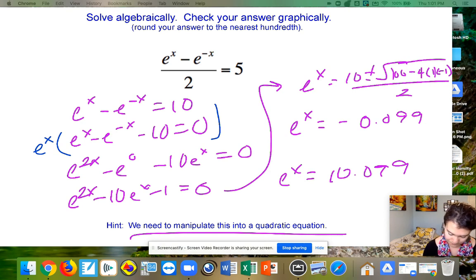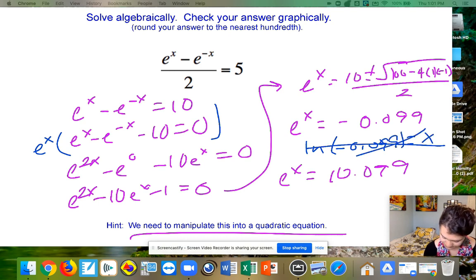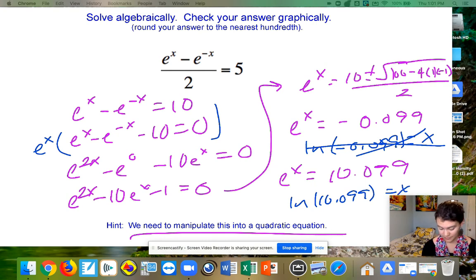So rewrite them. You'll have ln of negative 0.099 equals x. That's not possible. Then this one, you'll have ln of 10.099 equals x. That is possible. Since we already have decimals, just type that in, and you'll end up getting x equals 2.31. Something like that.